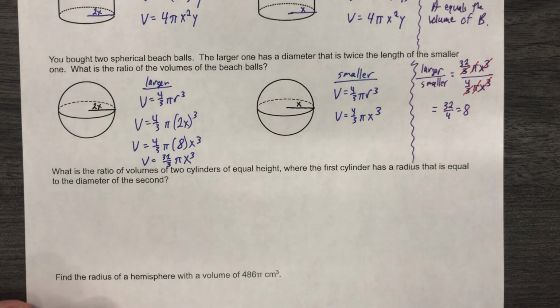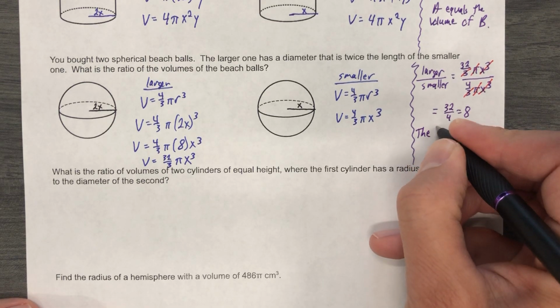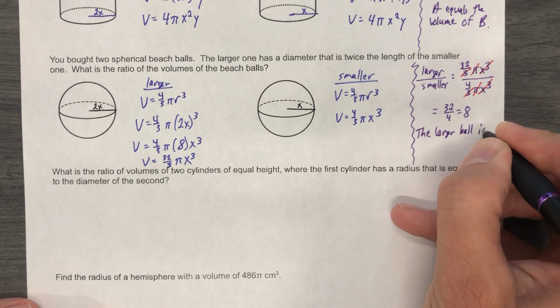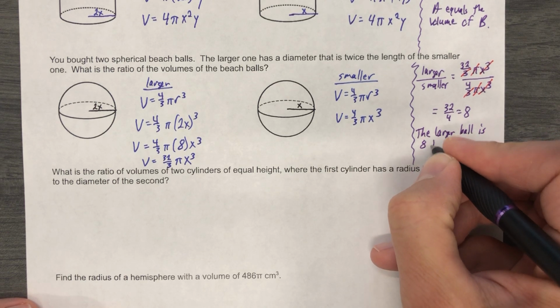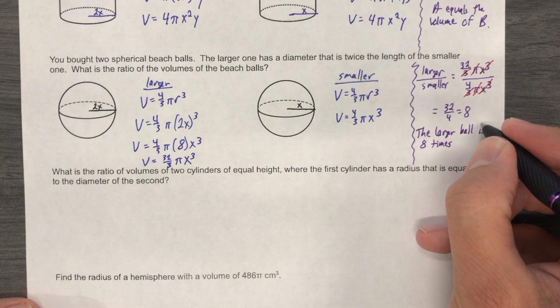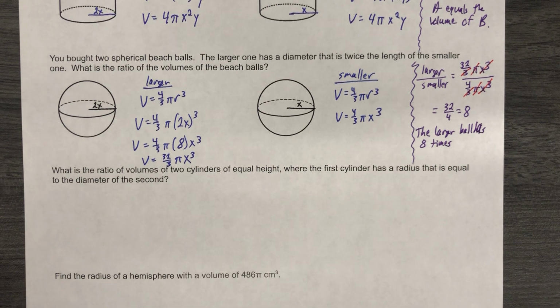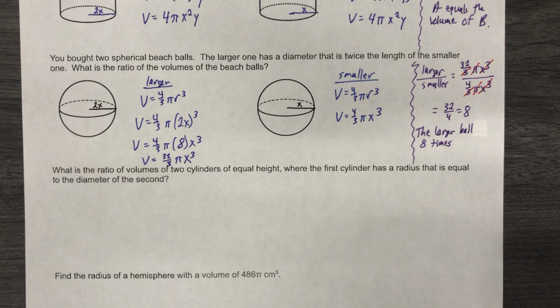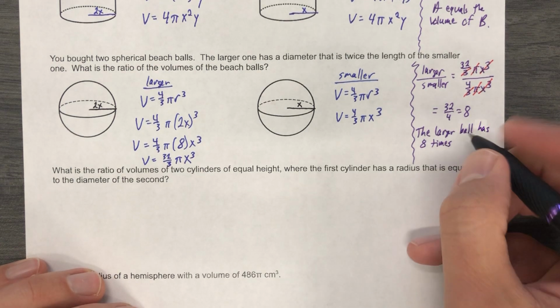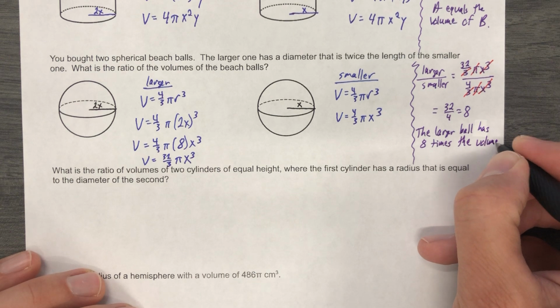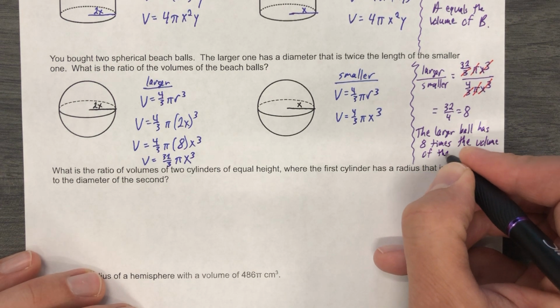Wow. The larger beach ball is 8 times, I'm going to rephrase that, has. How about I use neat handwriting? The larger ball has 8 times the volume of the smaller ball.